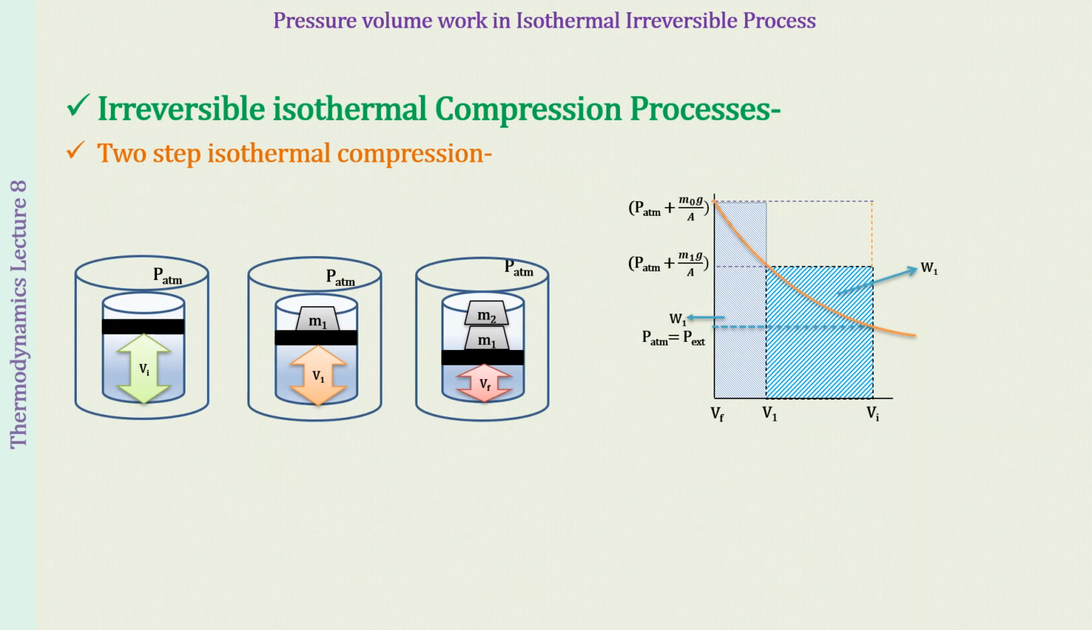So now in the PV diagram, what you can correlate is that we had the initial volume Vi and the initial pressure equal to P atmosphere, right? So this is Vi and this is P atmosphere. Then we put m1 weight, so the pressure increased to P atmosphere plus m1 G by A, and against this constant external pressure we will be having a compression from Vi to V1. So this area will be the work done in the process. This we have written as W1.